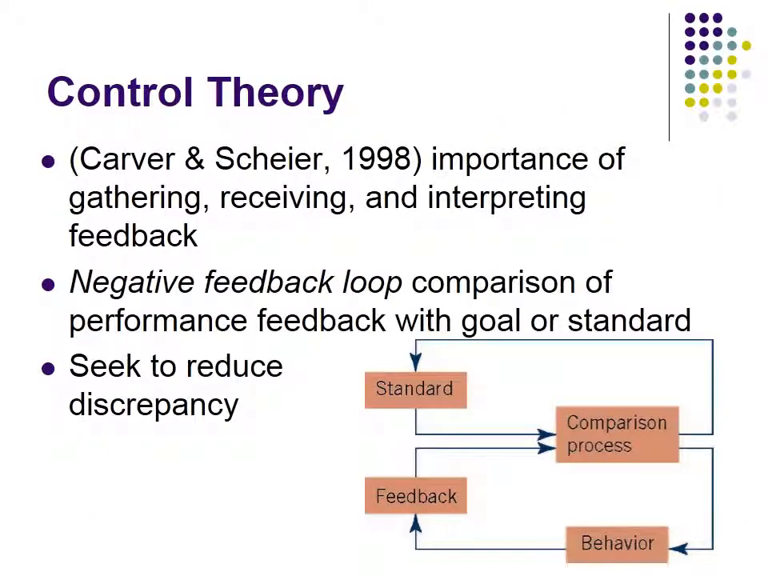Control theory is Carver and Scheier in 1998. It's the importance of gathering, receiving, and interpreting feedback. So this is a theory that basically says that one of the important parts of motivation is simply the feedback that we're getting. There's basically a negative feedback loop, comparison of performance feedback with goals or standards, and we seek to reduce this discrepancy.